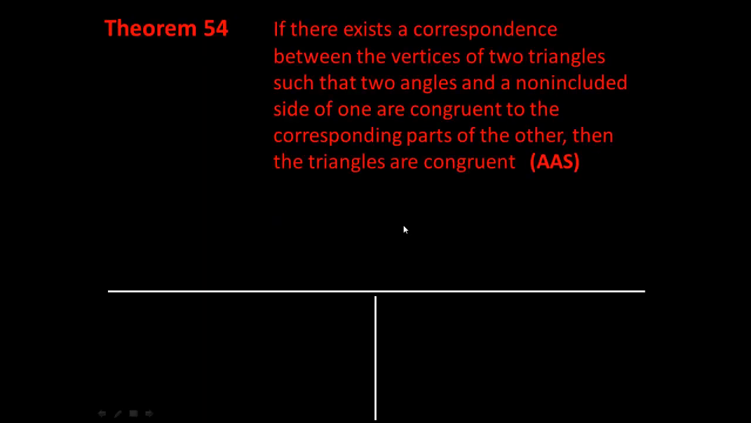All right, so Theorem 54 states that if there exists a correspondence between the vertices of two triangles such that two angles and a non-included side, so it's not in between the two angles, it's angle, angle, and then a side, of one are congruent to the corresponding parts of the other, then the triangles are congruent.